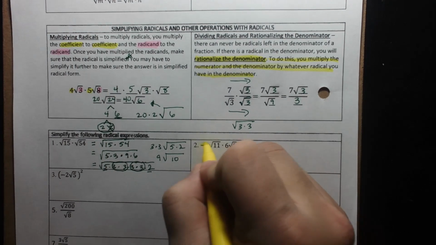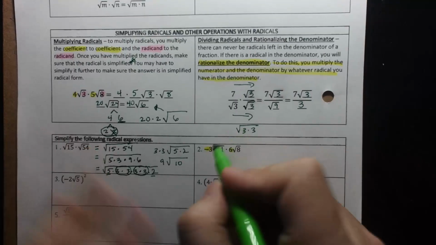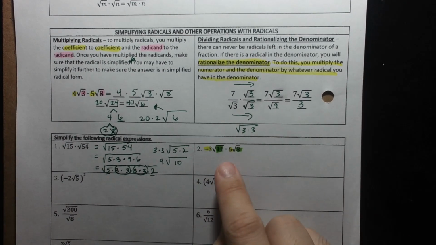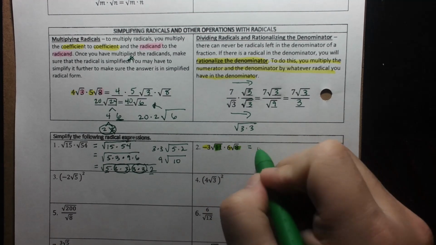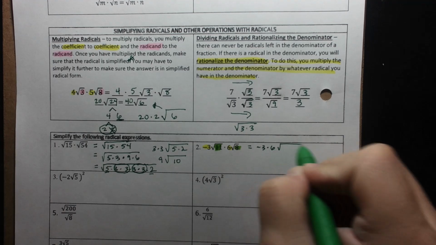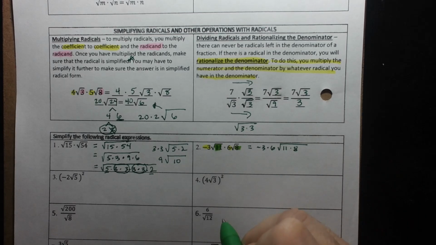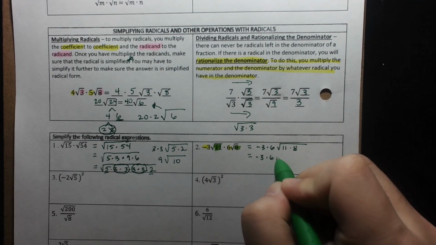So coefficient to coefficient, and then radicand to radicand. Oops, that's really dark to see. That's 11 and 8 there. So then I can go ahead and say negative 3 times 6 times the square root of 11 times 8. So then we have negative 3 times 6 root.